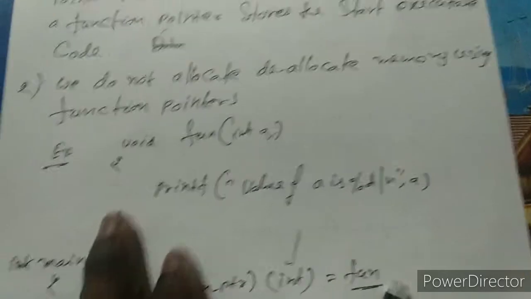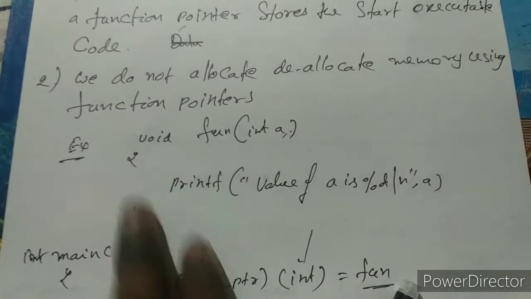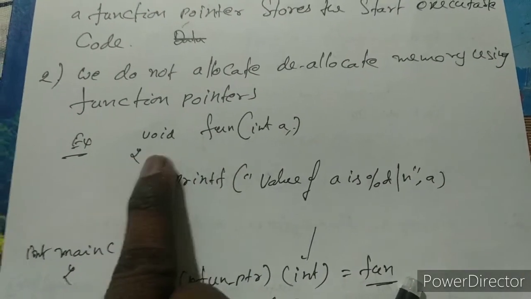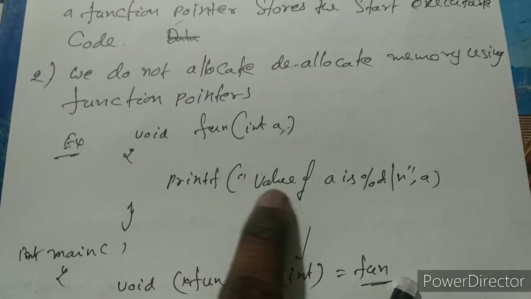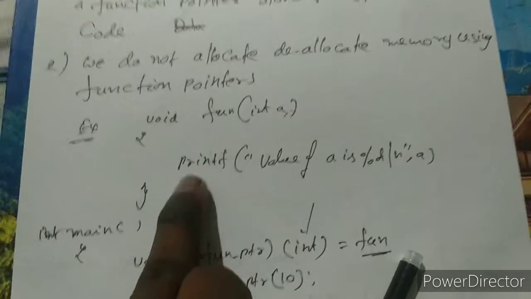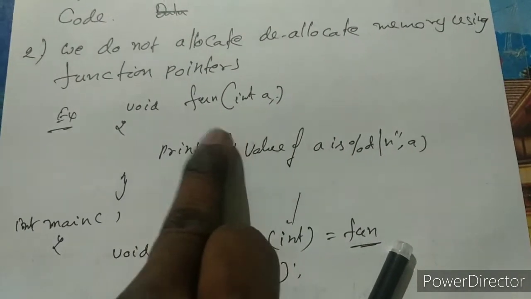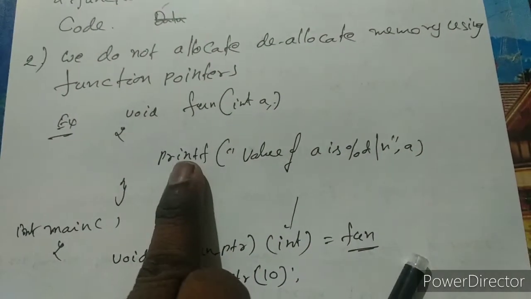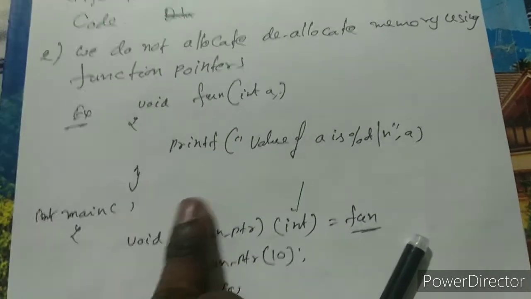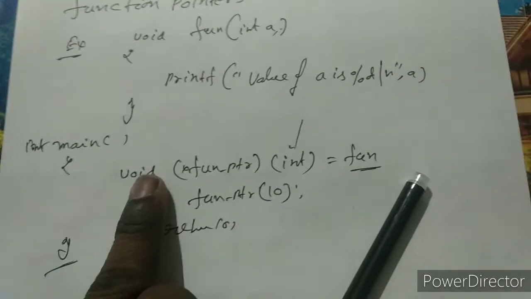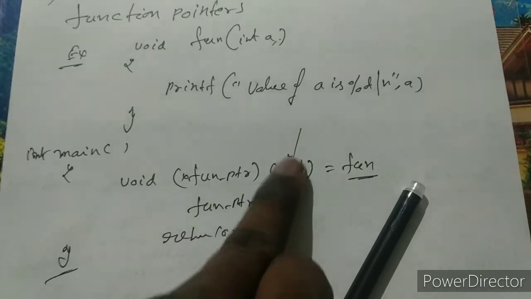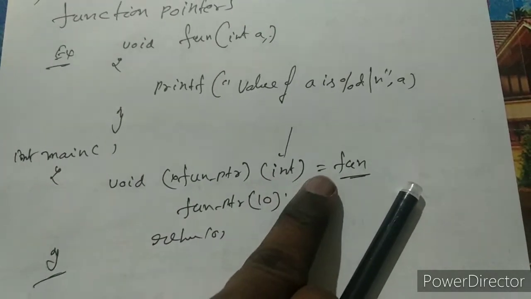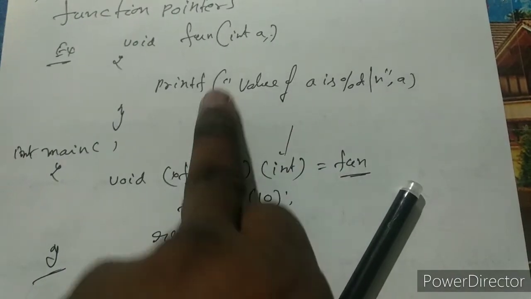Let us see how a function pointer will work. Suppose this is the normal function. Generally everybody can understand here: void function(int a), I am printing, this is the normal function. So how can this function be invoked? We'll see by writing the program. In int main(void), this is the function pointer. The function pointer takes an integer as an argument. Here this function pointer points to the function.